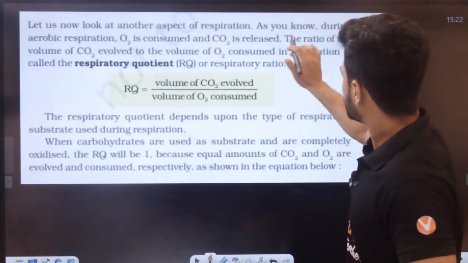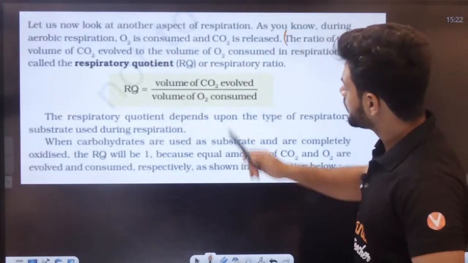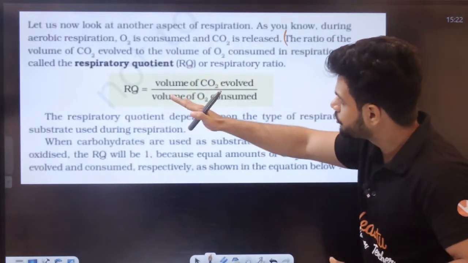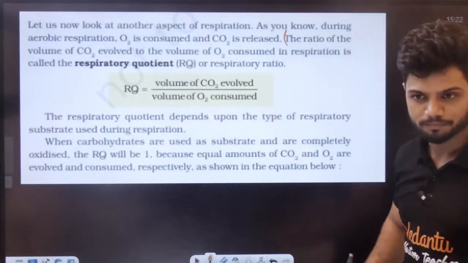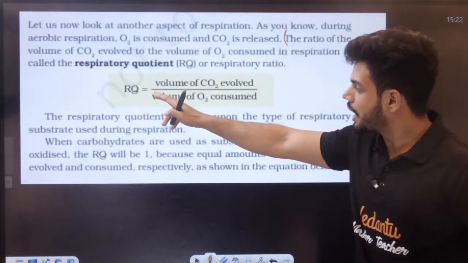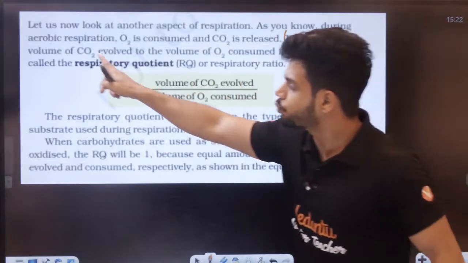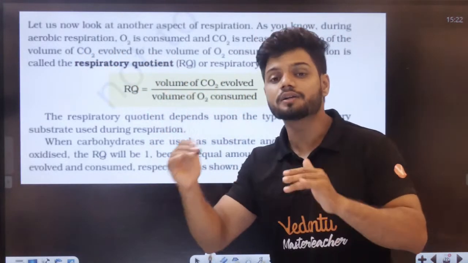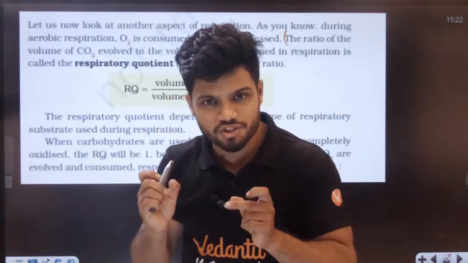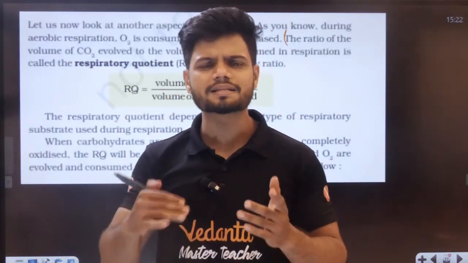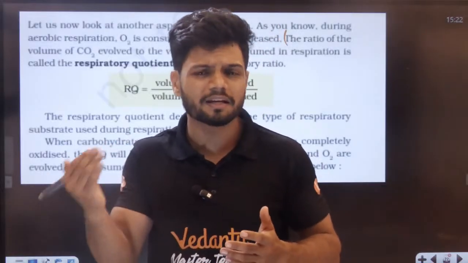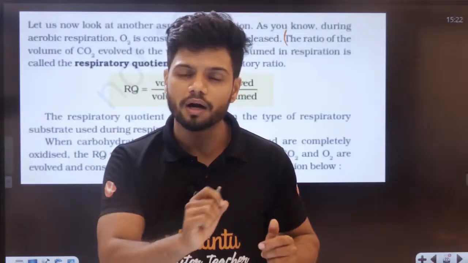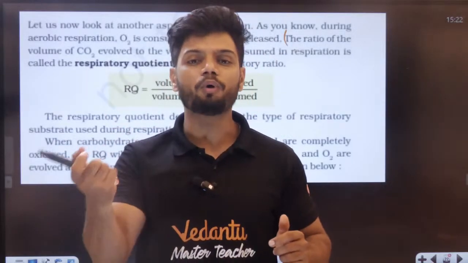Respiration quotient is nothing but the ratio of volume of CO2 evolved divided by volume of oxygen consumed. That is called RQ. RQ is basically the ratio of the volume of CO2 evolved, how much CO2 is evolving in respiration, and how much oxygen is being consumed. And this RQ will vary depending upon which type of substrate you are using. It will be something for protein, something for lipid, and something for carbohydrate.